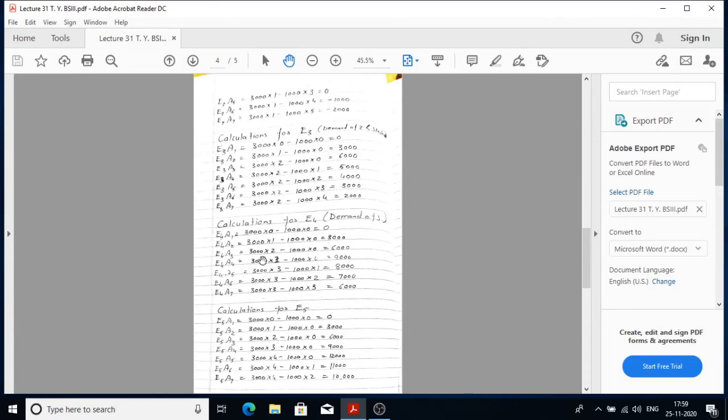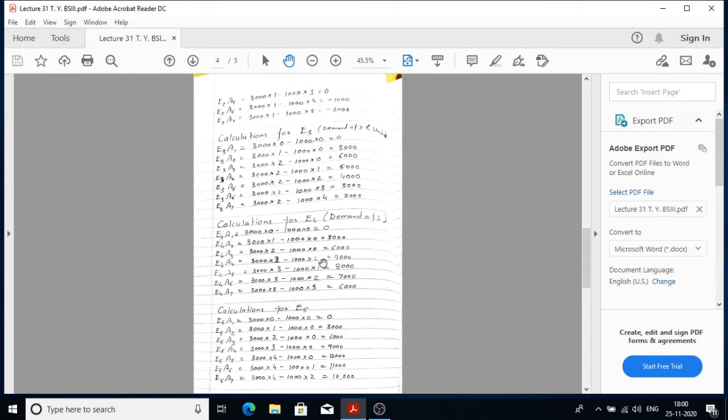E4 A5. E4 means demand of 3 boats and A5 means stock of 4 boats. So we can sell only 3 boats. 1 boat will remain unsold. So 3000 into 3 minus 1000 into 1. So answer becomes 8000.